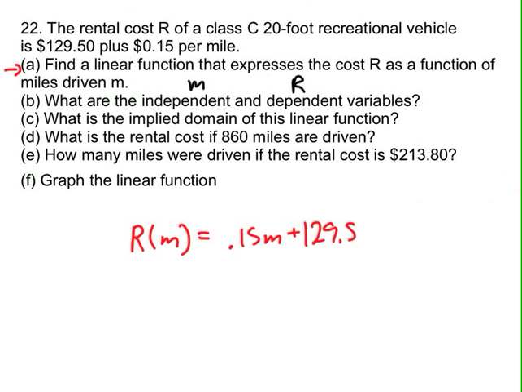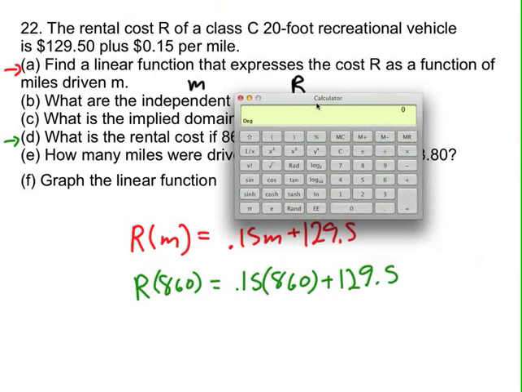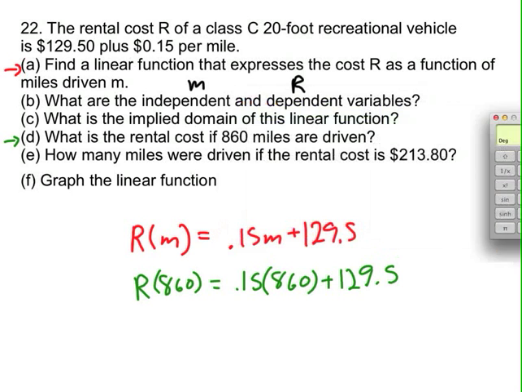All right. This next part: what is the rental cost when 860 miles are driven? So we're going to be trying to find R of 860, which is going to be 0.15 times 860 plus 129.5. Now if we get out our calculator, we have 0.15 times 860, and then we add that to 129.5, and that gives me 258.5.